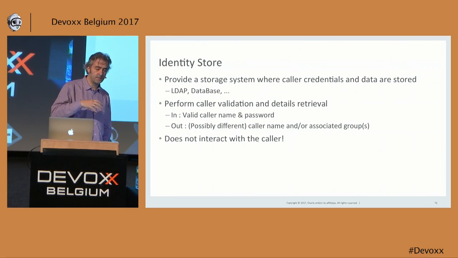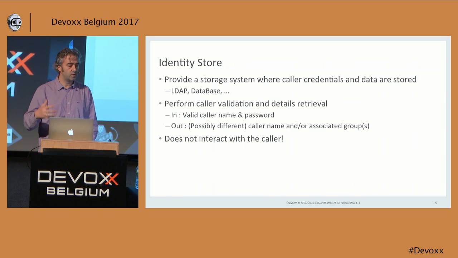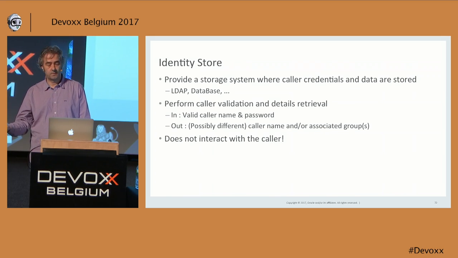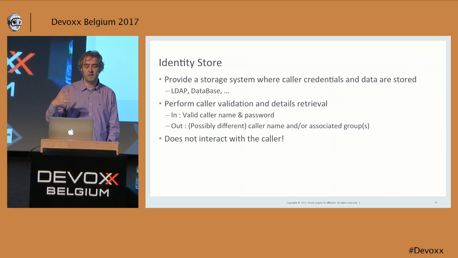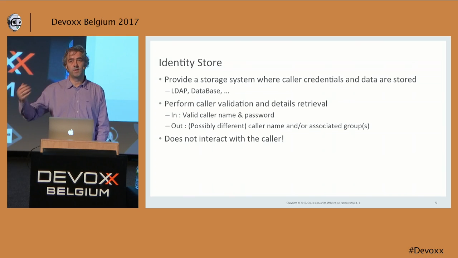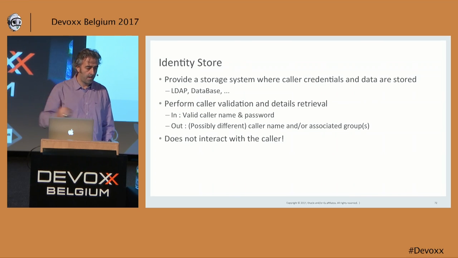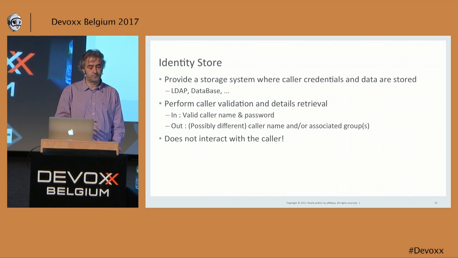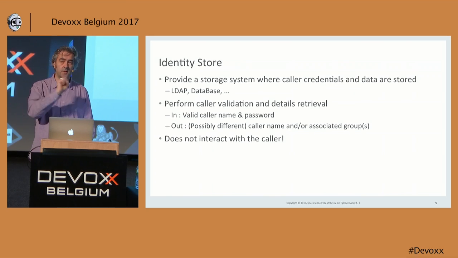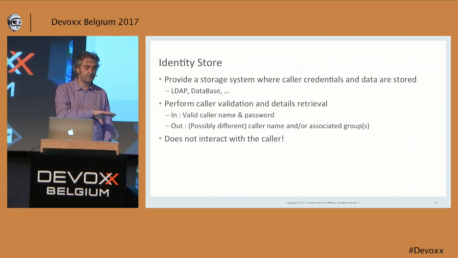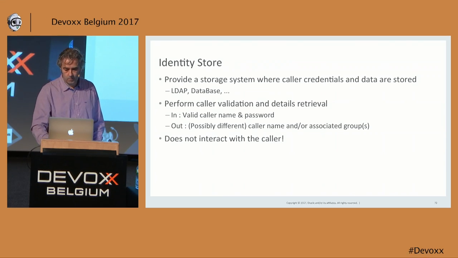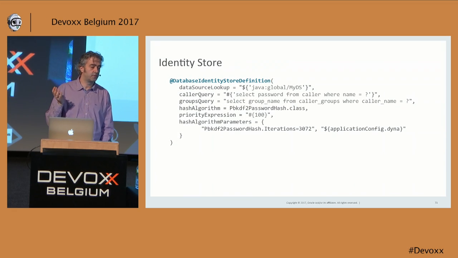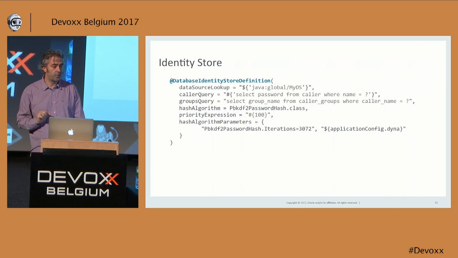An identity store is basically an abstraction where you will store caller details, like username, user details, and so on. Behind the scenes, it can be a database, an LDAP, it doesn't really matter. And the identity store will basically perform the validation. But at no point in time will the identity store directly interact with the caller. So this is an example of an identity store which is defined in the security API.